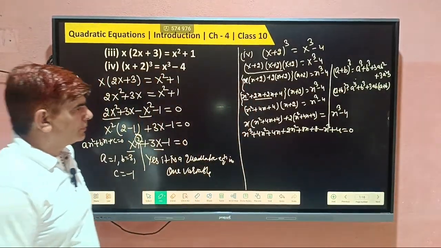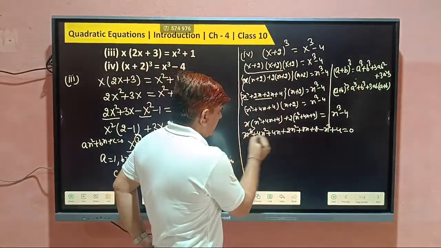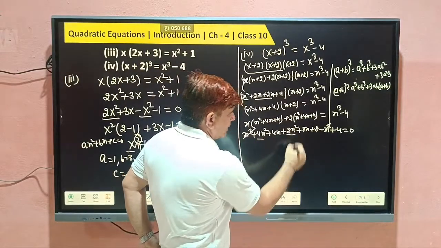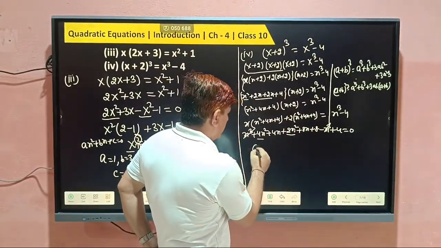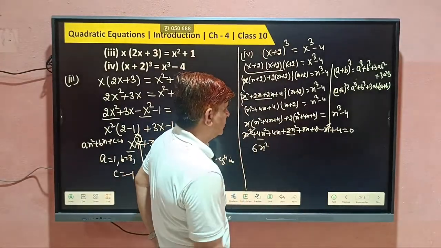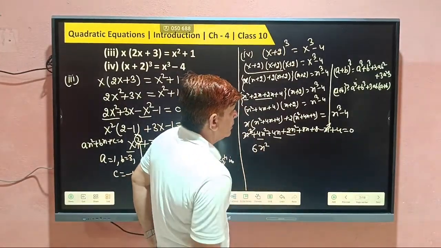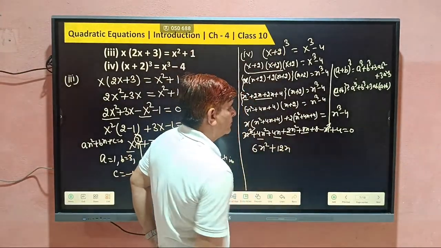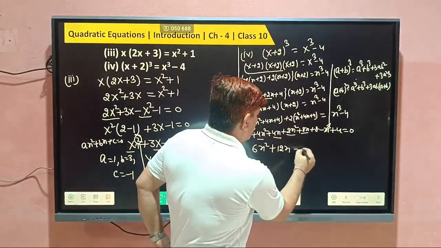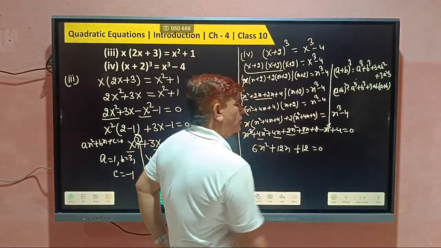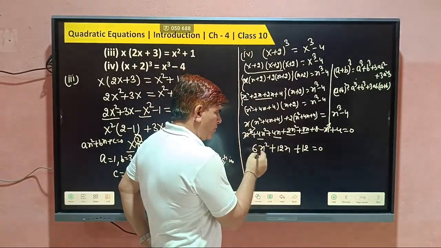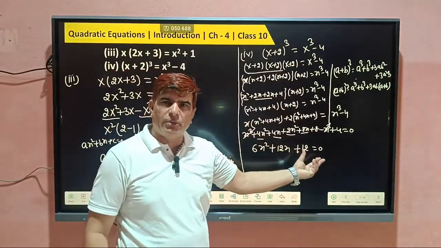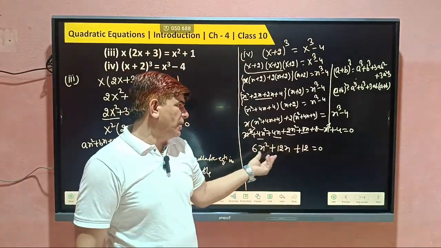Yes or no? Cancel x cube with x cube. 4x square and 2x square give 6x square. 4x plus 8x is 12x. Then 8 plus 4 is 12, equal to 0. We can take 6 common, but our aim is to tell whether it's a quadratic equation or not. Definitely it is an equation. Then we check whether it is quadratic or not.